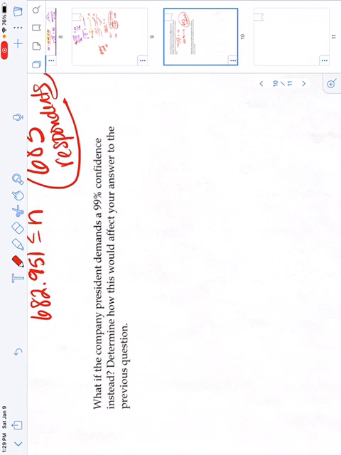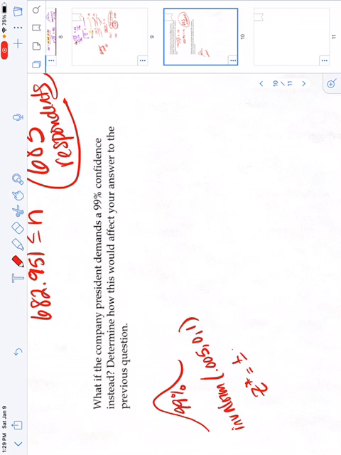Okay, what if the company president demands a 99% confidence interval? So all that's going to do is change my Z. So for 99%, I need to inverse norm 1%, so 0.5%, 0.00501, and that makes my Z star plus or minus 2.576, which should ring a bell every time you do a 99% confidence level. You're going to get the same Z star. So some of these Z stars should start to look familiar, and some of you might even start memorizing what some of them are.